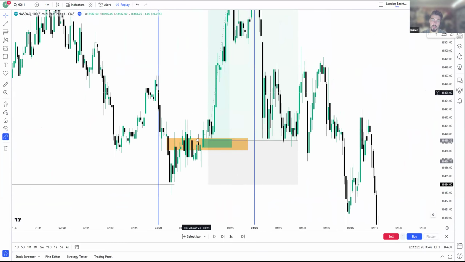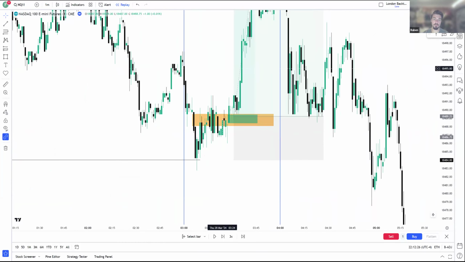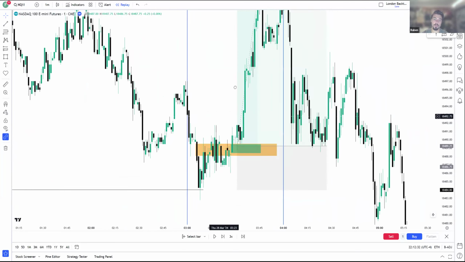By that point, it's too late. So in this case, you're using an inversion fair value gap, price returning to that right here, to then execute a trade. But you still got the raid on liquidity.